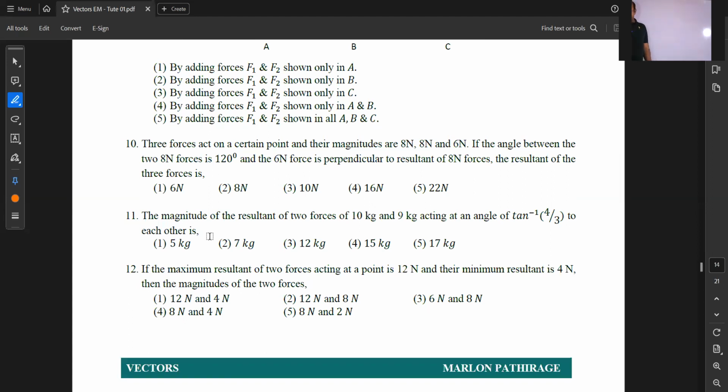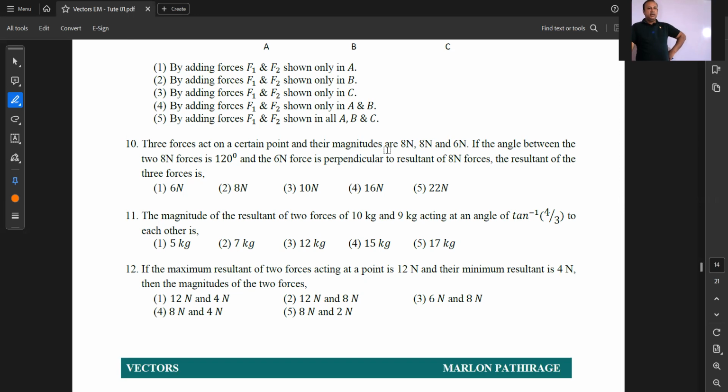Okay, 10th one. What is the answer? Answer number 3, you can get it within your mind, no? You don't want to write anything. First, I will tell you how to get it using your mind without writing anything.